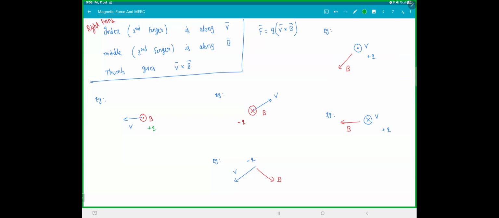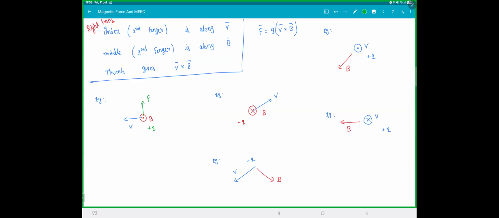Let's see the first one. V cross B. I don't know which method you're using, anything is fine. If I use the three fingers method, V is pointing left, B is pointing up, so the thumb will point this way. This will be the force direction. Or you can put your hand on V and rotate towards B. B is up, so I'll rotate up, and this will point forward.